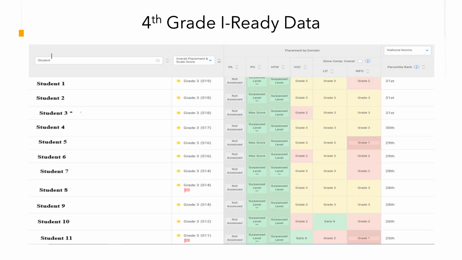The students that have the red flags, student 8 and student 11, they have both rushed through the assessment, so more than likely this is not accurate data for them. As you can tell with all of our students in the fourth grade, they have surpassed or max scored for phonics and high frequency words. As you can see, our main focuses for fourth grade is vocabulary and comprehension as it relates to the literature and informational text.